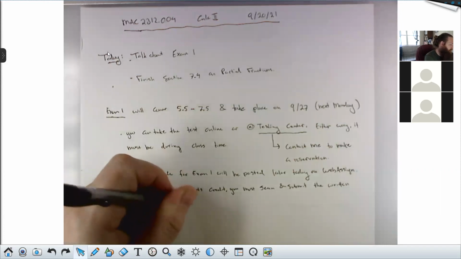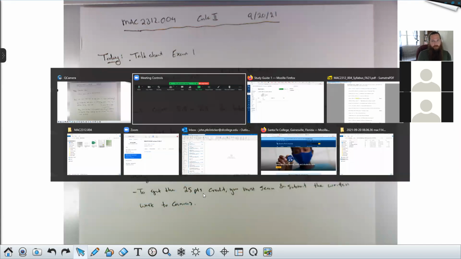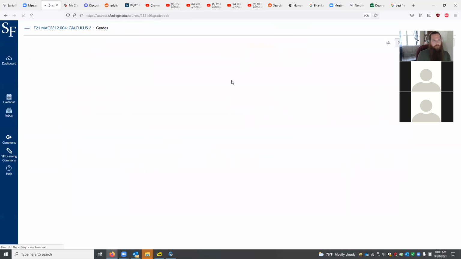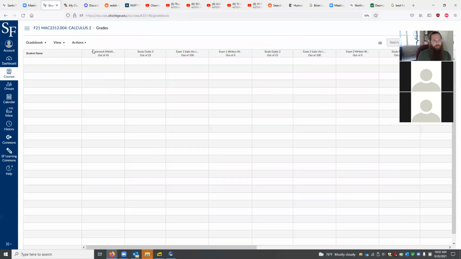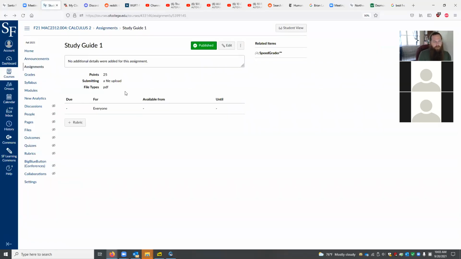Will the study guide go under the homework category? So completion of the study guide assignment in WebAssign counts as a homework grade. The scans that you submit to Canvas count as the 25-point study guide grade. It's its own thing. So if you look in our grade book, there is a category for homework. The study guide being done in WebAssign counts towards this, right? But this totally separate grade over here, study guide 1 out of 25 points, that's coming from your scans.